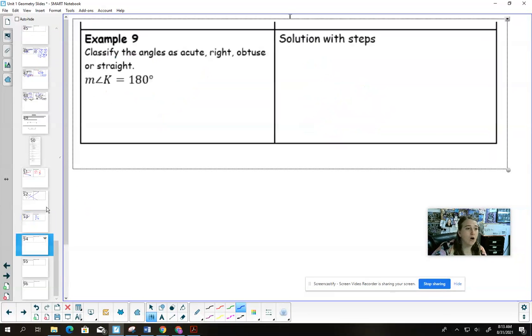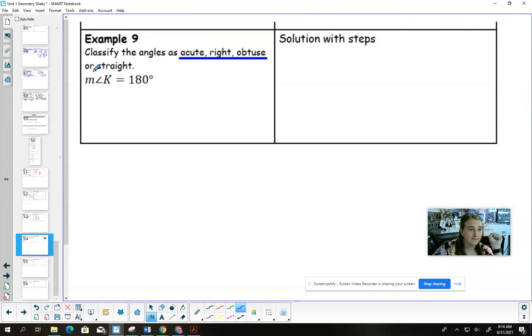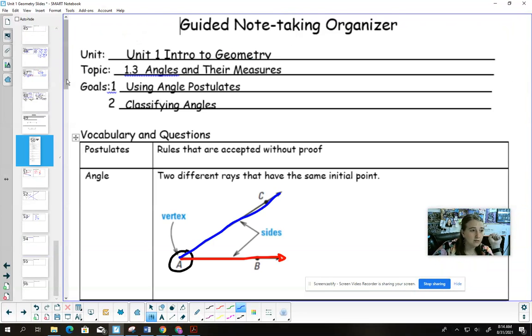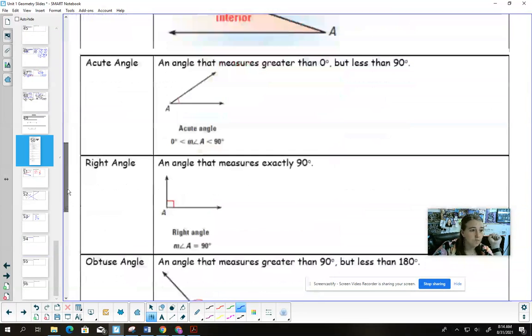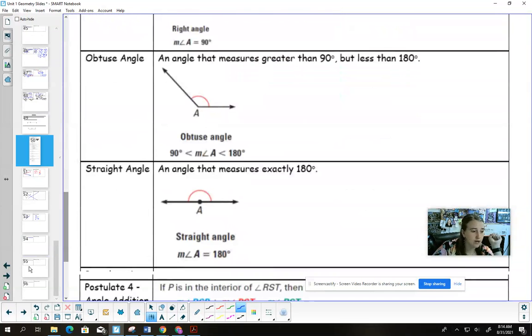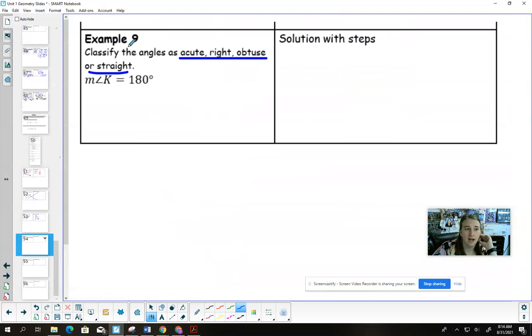Now we're going to skip all the way down to example 9. So take a minute and turn in your packet to example 9. The ones in the middle there, we're going to talk about in class. We'll come back to that. But this stuff is super easy. Part of your lesson is going to be classifying angles. This is what your vocab scavenger hunt quiz was about, identifying these. So as need be, look back to your vocab. You got acute, right, obtuse, straight. And again, we're on example 9.